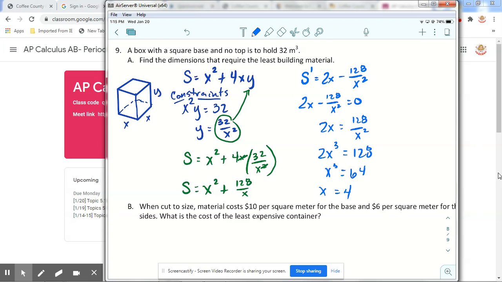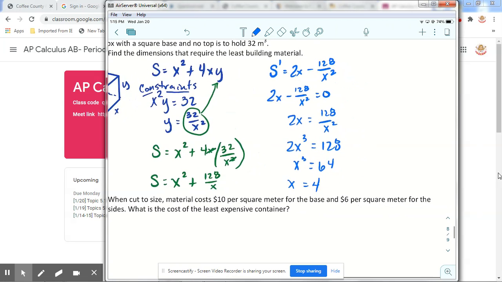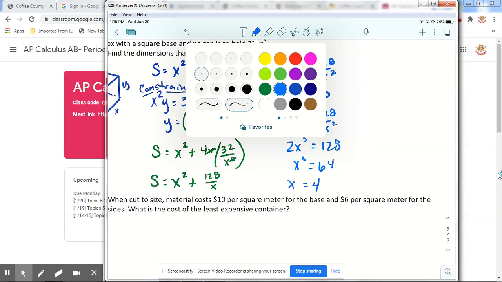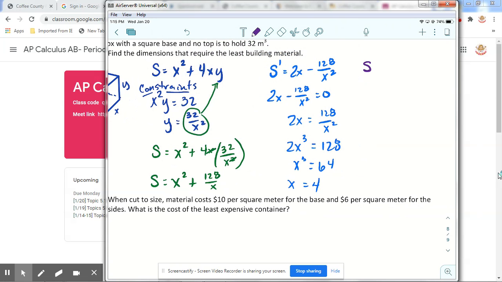And then I just want to make sure that this is a minimum. And so I'll do the second derivative real quick. So this is what I was talking about. We are going to change the sign, multiply by 2, and then add 1 to the exponent. Okay, so if I put 4 in for my x, it's going to be 2 plus 256 over 64, which is definitely a positive. So that means that 4 is a minimum.